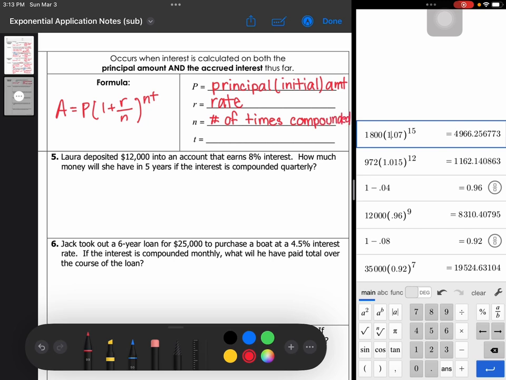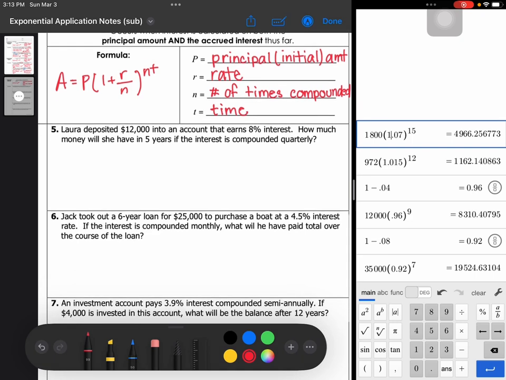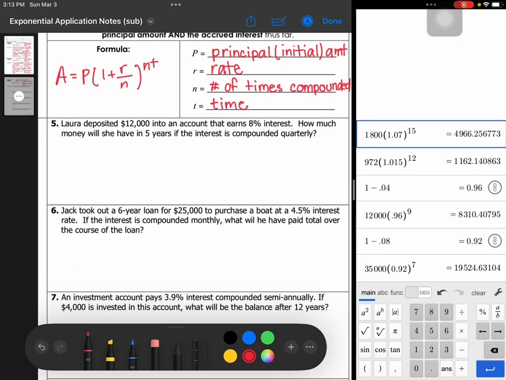It's basically the number of times a year that the interest is calculated. And then T, again, represents time. So let's look at number 5. It says, Laura deposited $12,000 into an account that earns 8% interest. How much money will she have in 5 years if the interest is compounded quarterly? So we see compounded quarterly is what tells us we need to use this specific equation.